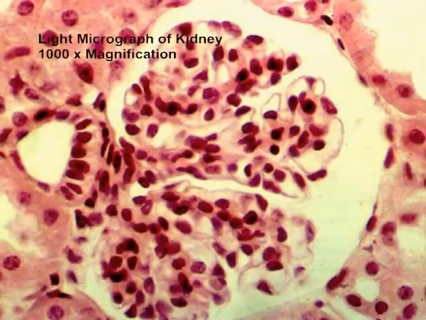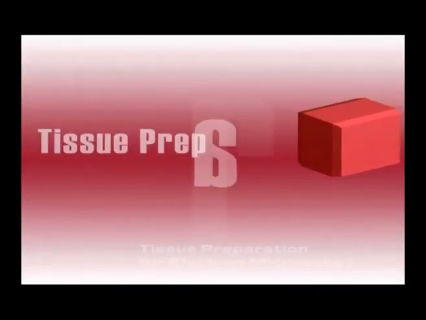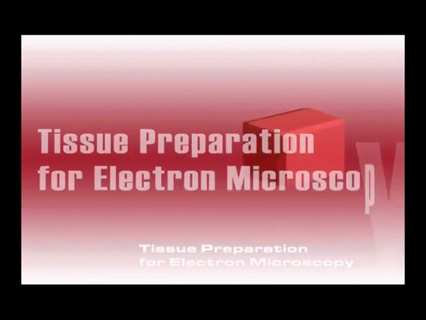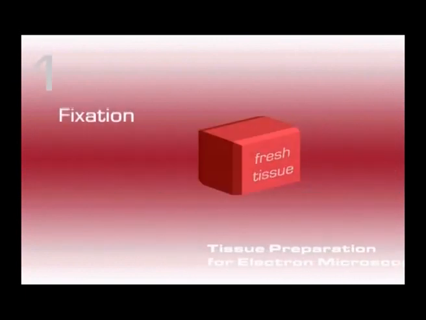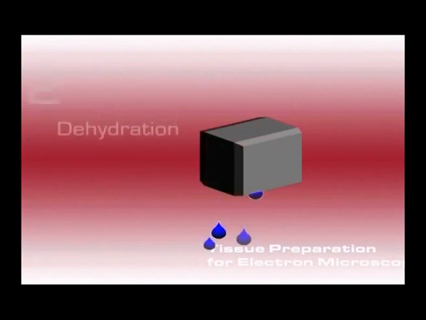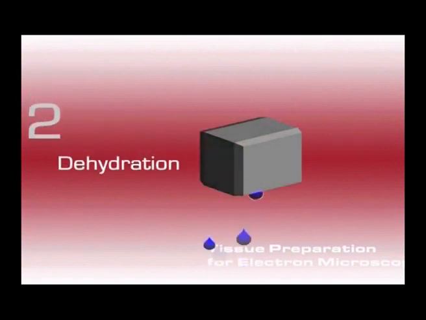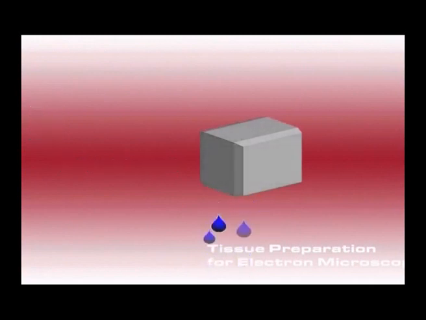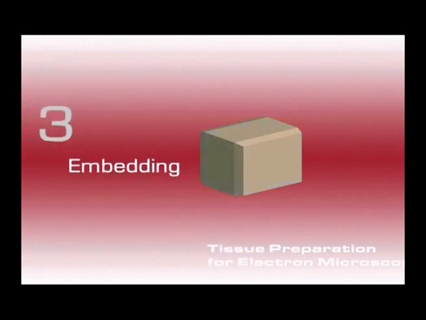There is a well-defined series of steps in preparing biological specimens for electron microscopy. These are fixation, dehydration, embedding, sectioning, and staining.